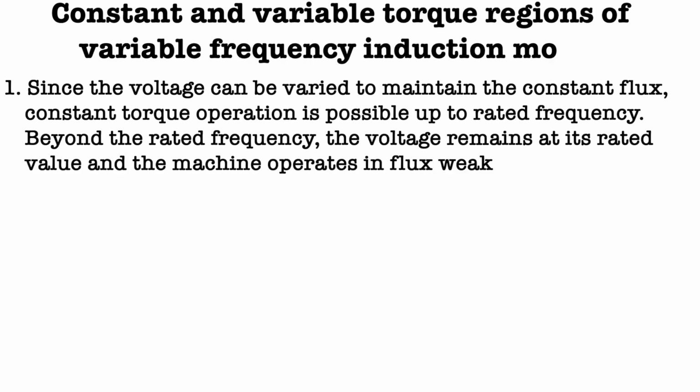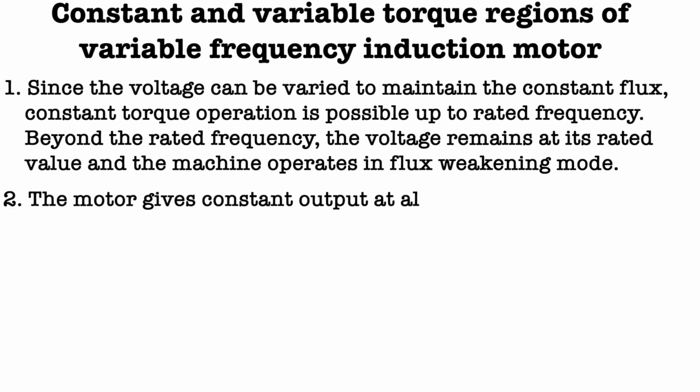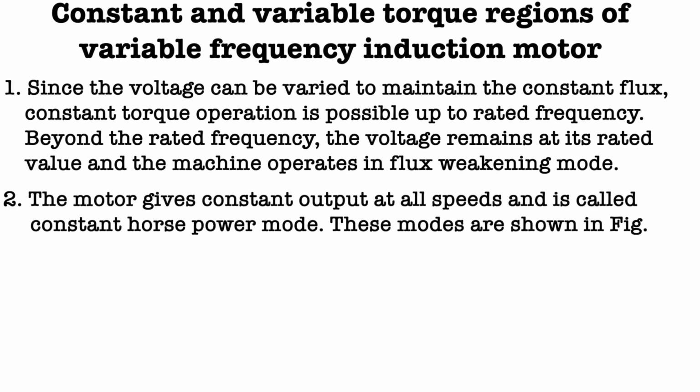Since the voltage can be varied to maintain the constant flux, constant torque operation is possible up to a rated frequency. Beyond the rated frequency, the voltage remains at its rated value and the machine operates in flux weakening mode. The motor gives constant output at all speeds and is called constant horsepower mode. These modes are shown in the figure.